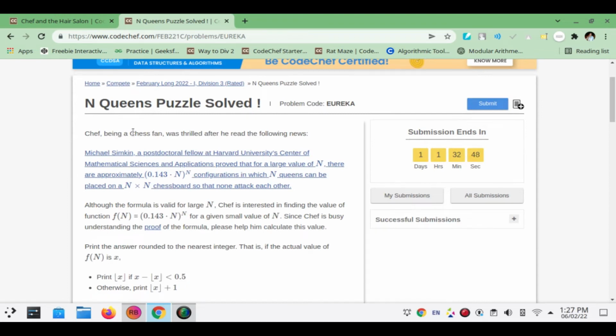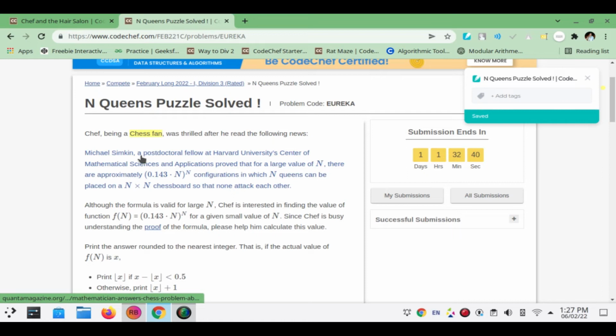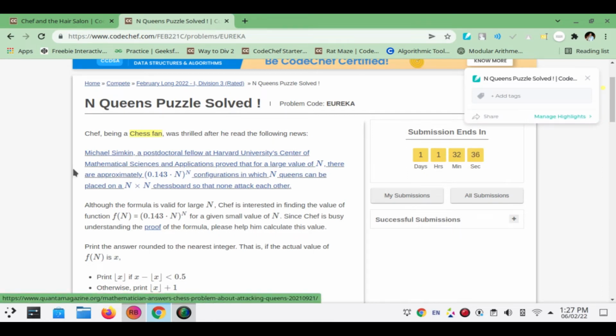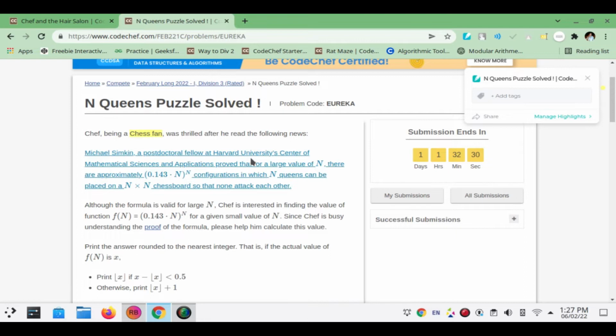Chef is a chess fan, it is given. After a victory, he read the following news. Michelle Simkin, a postdoctoral fellow. Okay, we will highlight some important instructions. We cannot open it because it's a link basically. N queens can be placed.